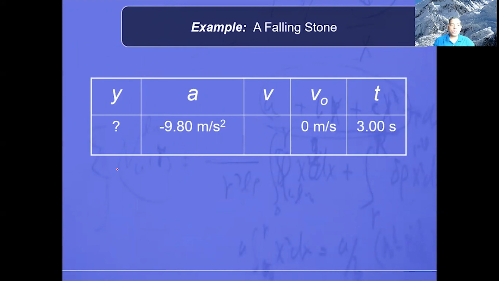Your equation is y equals v0 t plus 1 over 2 a t squared. Let's plug in. What is v0? 0 times t, 3, plus 1 over 2 a, negative 9.8, t squared, 3 squared. So this is 0 times 3, which is 0, plus 1 over 2 times minus 9.8 times 9. If you do that, you end up getting negative 44.1 meters. So what does this negative signify? It signifies that the stone is coming down. Remember, downward is negative. That's the significance of this negative sign.